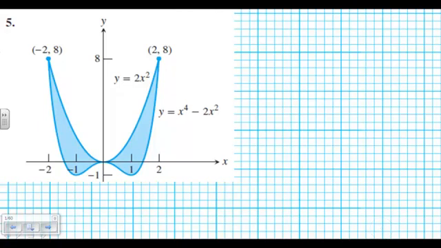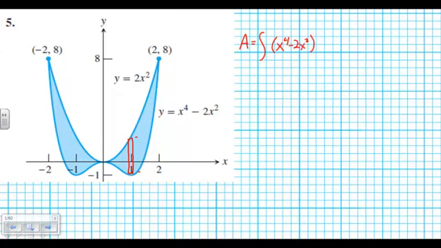Here's problem number 5 from section 7.2. We are going to try to find the area of this blue region. I am going to draw a typical rectangle, which looks like this. So the area can be found by taking the integral of looking at the height of this rectangle. Well, at the top of this rectangle, we have y equals x to the fourth minus 2x squared.